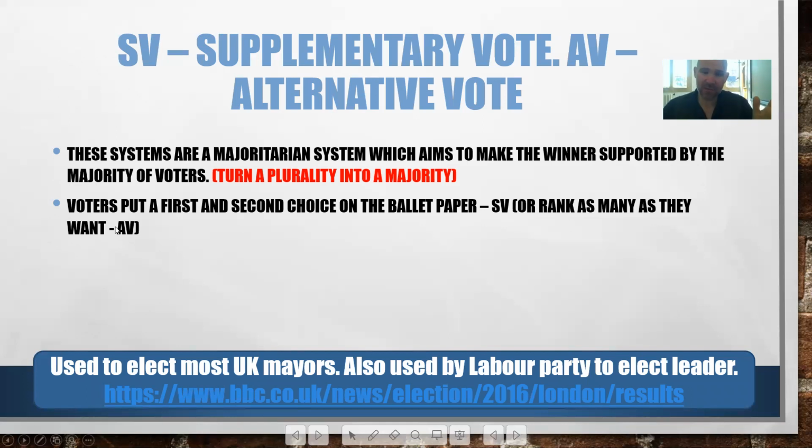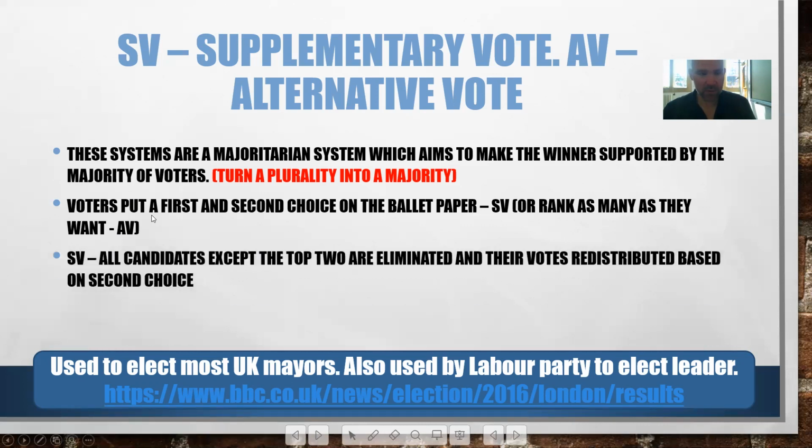And if you use AV, you can actually just keep ranking and keep going down and say, well, here's my third choice, here's my fourth choice. And I'll show you in a minute how this works. But in effect, what it does is it eliminates the lower candidates and then votes are redistributed.